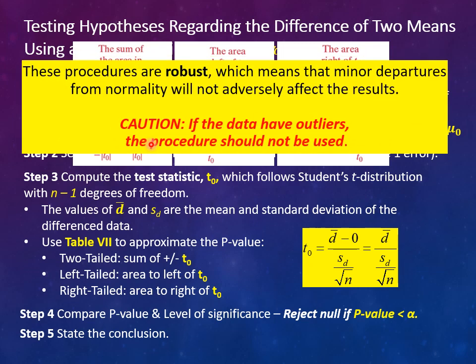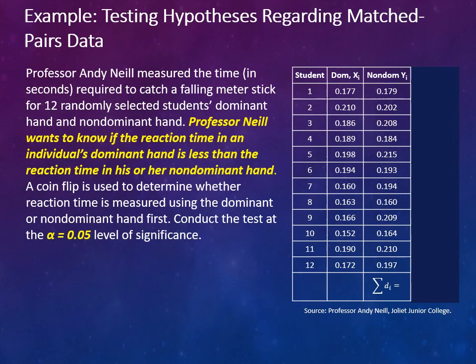These procedures are robust. This simply means that minor departures from normality will not adversely affect the results. However, as we've seen before, if you have outliers, you cannot use, or you should not use, this procedure. So let's look at an example, and I think this will help point out the differences from what we've done before, and so it's not really that big of a stretch.